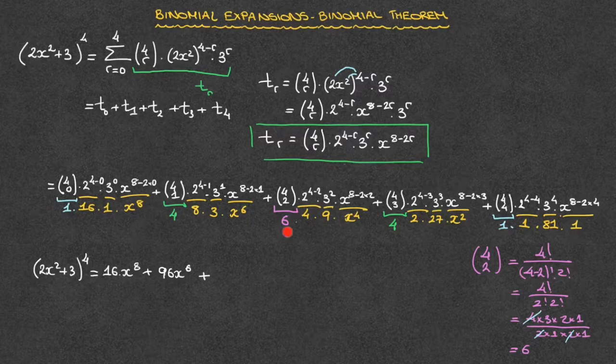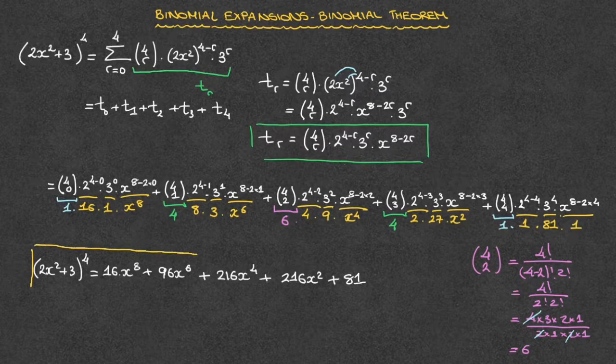We add to that 6 times 4 times 9 times x to the power of 4. Now 6 times 4 is 24 times 9 is 216. So that's 216 x to the power of 4. We add on to that 4 times 2 times 27 times x to the power of 2. Now 4 times 2 is 8, times 27 is 216. So that's 216 x squared. And finally, we add on to that the last term, which is 1 times 1 times 81 times 1. So that's 81. And we're done.